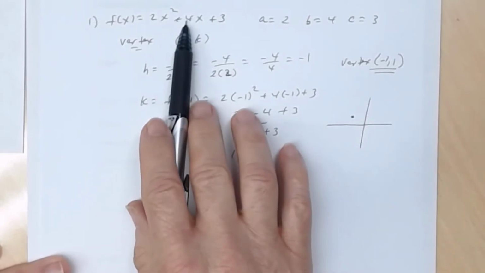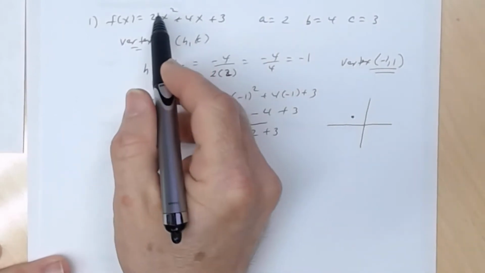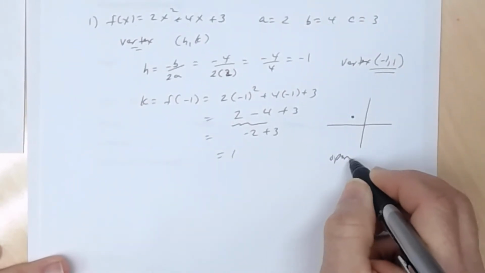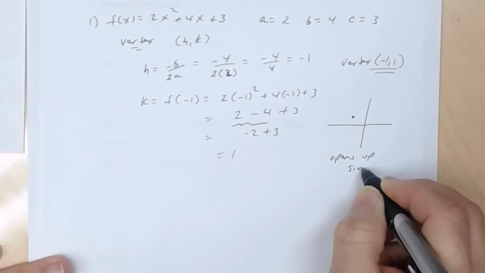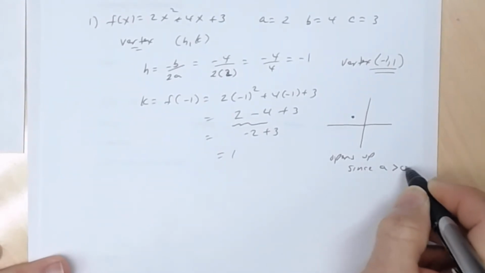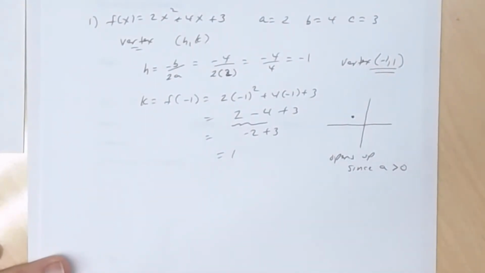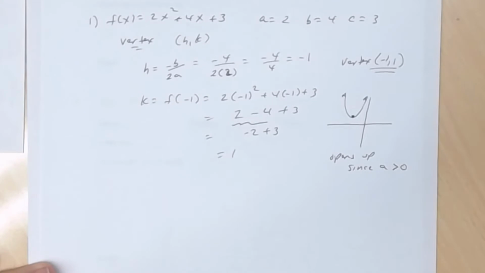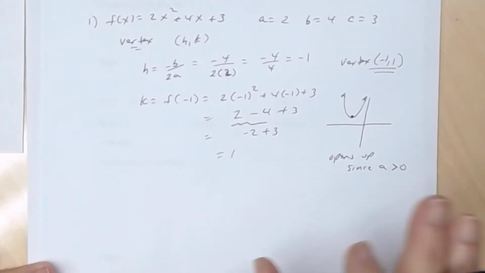quadratic function, my parabola, is going to open up. And the reason I know it's going to open up is because A is positive. So it opens up since A is positive. Okay? All right. Now it opens up since A is positive, so I know it's going to do this. That's what it's going to look like. Okay. So keep that in mind.